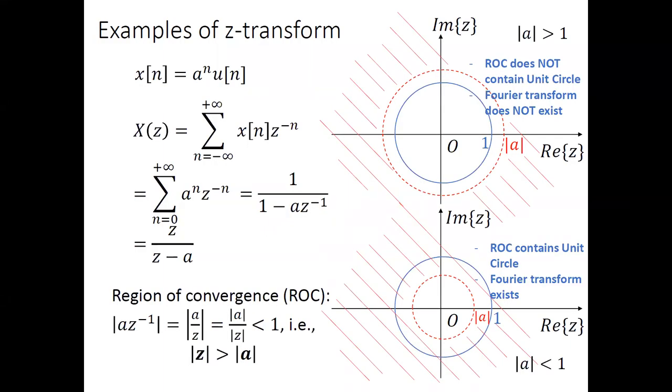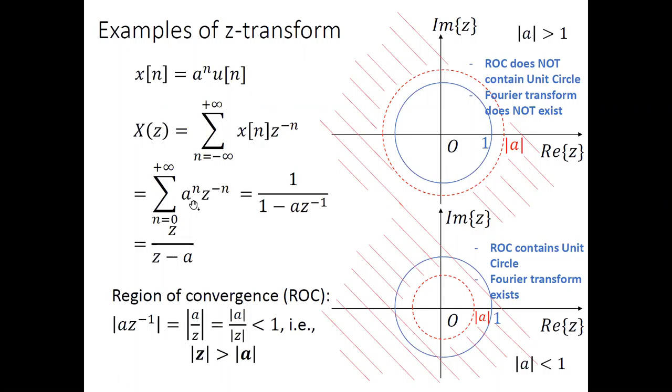Just calculate the z transform using the definition: x of n times z to the power minus n, infinite sum over n. But because x of n is a right sided signal, with this u of n, we can change the lower limit of the infinite sum to n equals 0. And then replace x of n in this region of n with a to the power n. So then we are taking the summation of a series of common ratio. The common ratio is a times z to the power minus one.